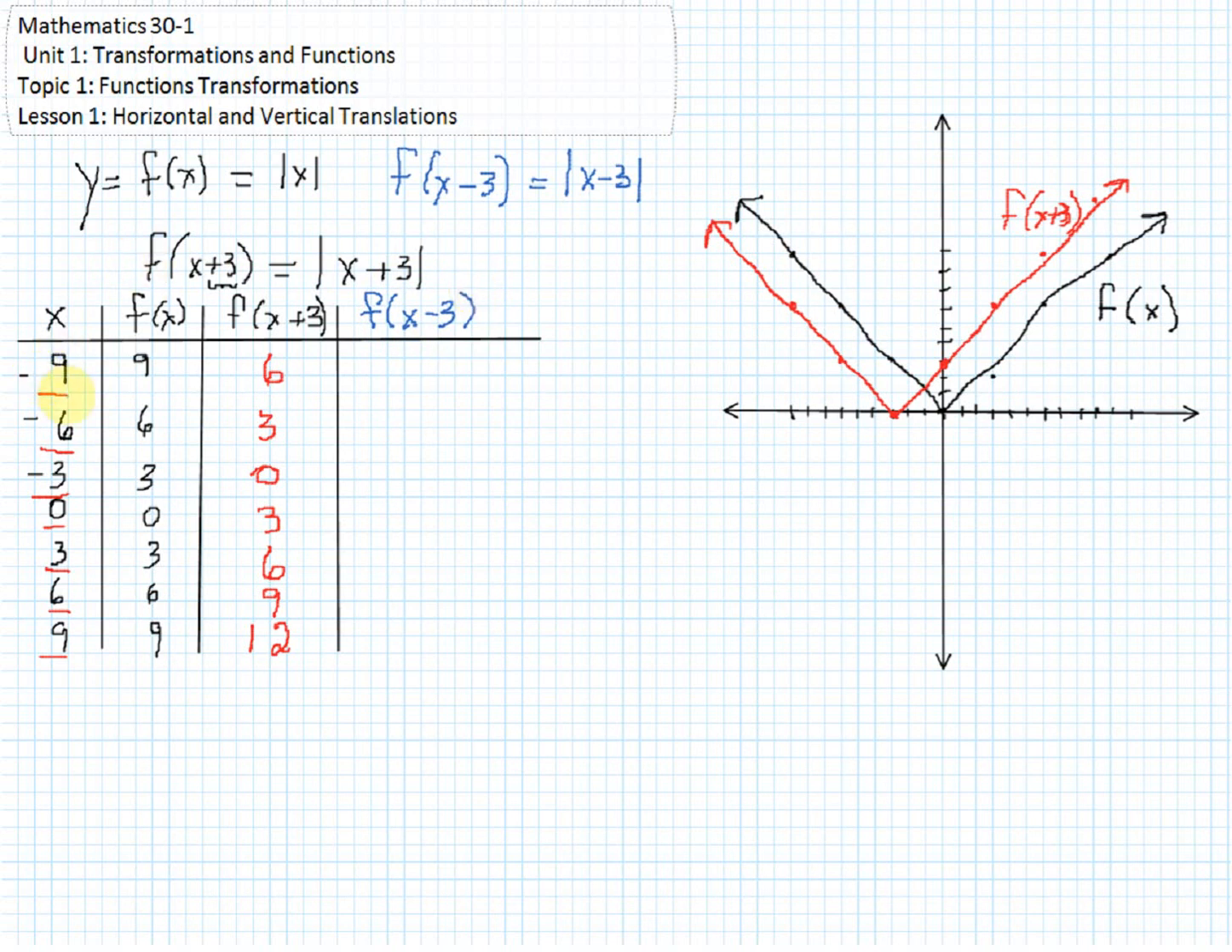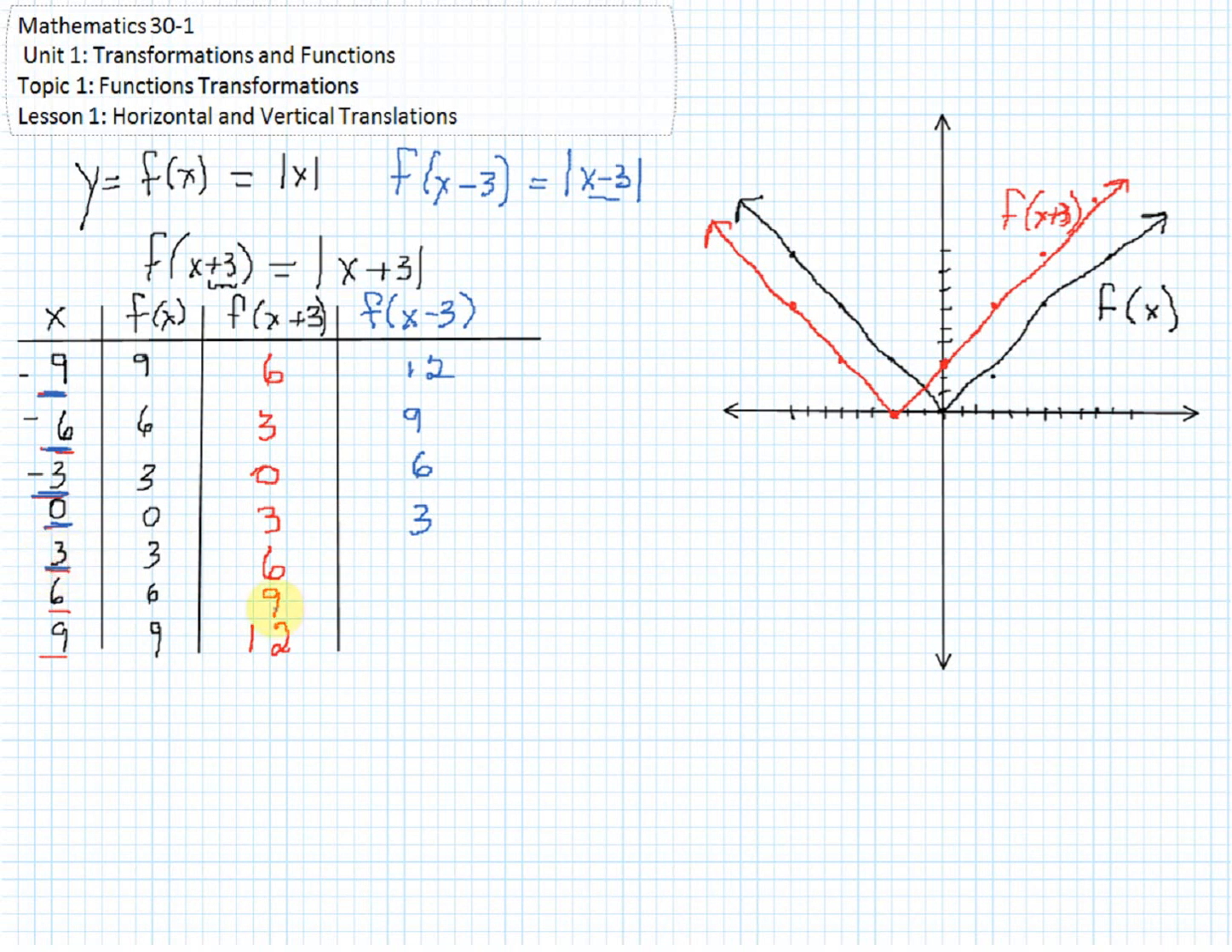So if I have negative 9, and I'm going to subtract 3 from it, so negative 9 minus 3 is negative 12. We take the absolute value of negative 12, and that gives us 12. We take negative 6. Negative 6 minus 3 is negative 9. Absolute value of negative 9 is 9. We take our negative 3, subtract 3, that gives us negative 6. We take its absolute value, and that gives us 6. We have 0 minus 3 gives us negative 3. Absolute value is 3.